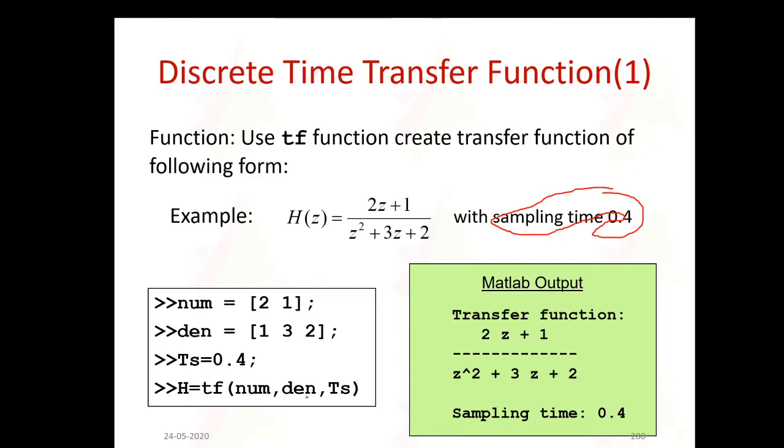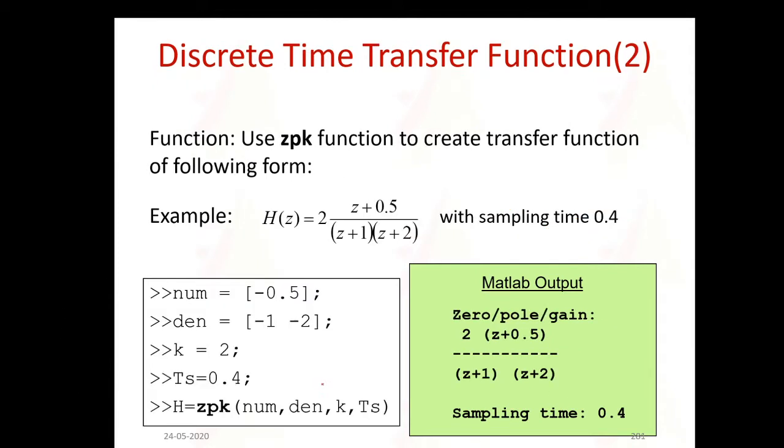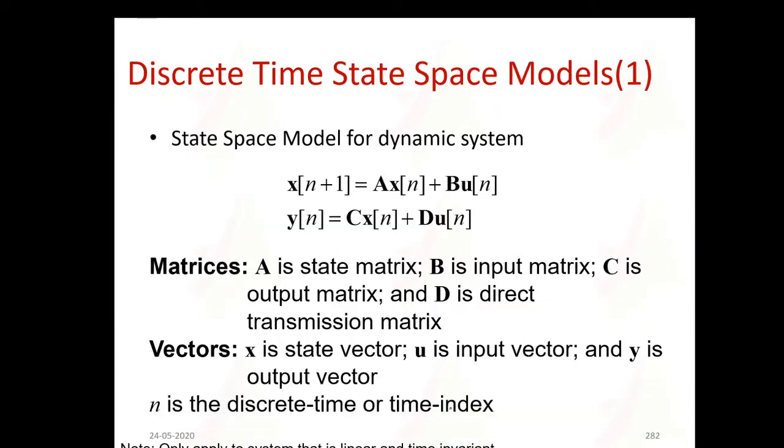If you give the Ts in the TF itself, MATLAB understands it as a discrete time function. So the MATLAB output is in terms of z. Previously, if I am not giving the Ts, it is taken as 2s plus 1 divided by s square plus 3s plus 1. But now it is going to be the discrete time transfer function. Okay. So you can see another one. If you want, you can give the ZPK model with the discrete time transfer function also, to create the transfer function in the following form.